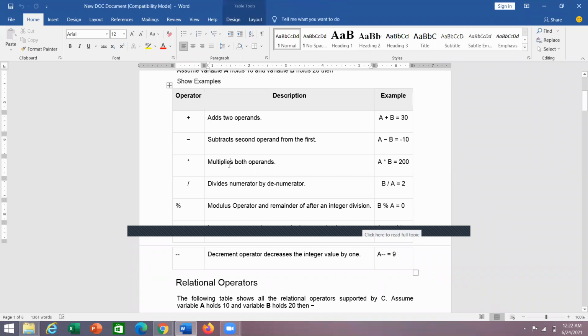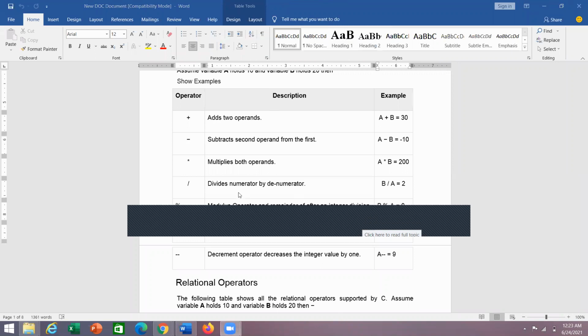Multiply means we can multiply the two operands. And division divides the numerator by the denominator, for example b by a.